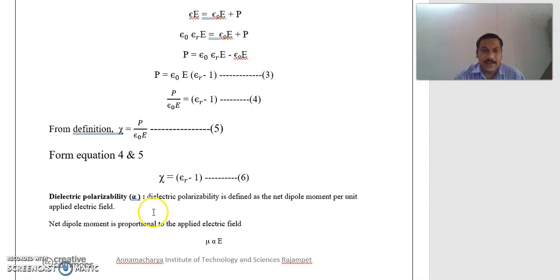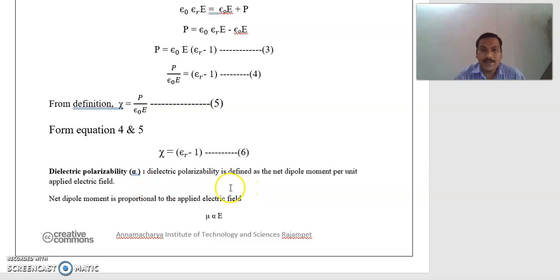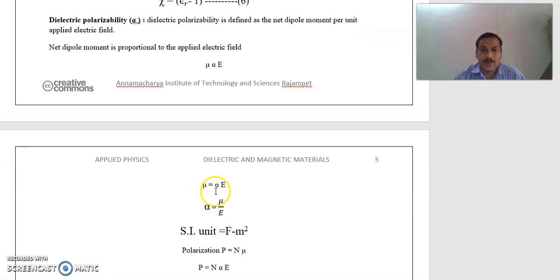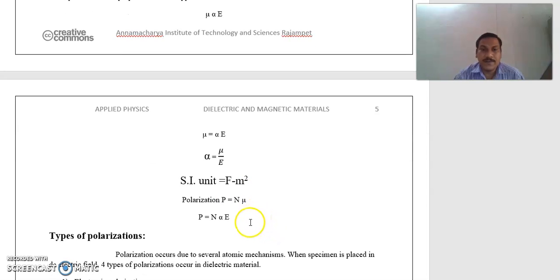Dielectric polarizability alpha. Dielectric polarizability is denoted by alpha. It is defined as the net dipole moment per unit applied electric field. The net dipole moment is proportional to the applied electric field. So the net dipole moment mu is proportional to E, the applied electric field. Next, mu equals the proportionality constant alpha into E, where the proportionality constant alpha is called dielectric polarizability, so that polarizability alpha equals mu by E. The SI unit of polarizability is farad into meter square.